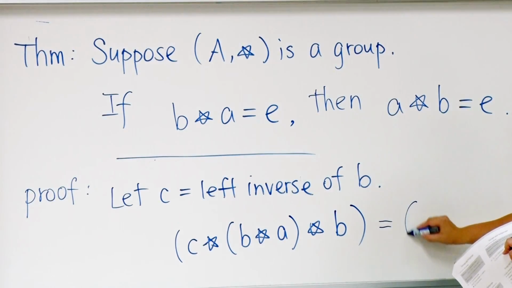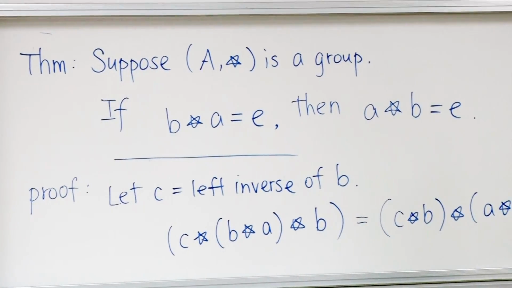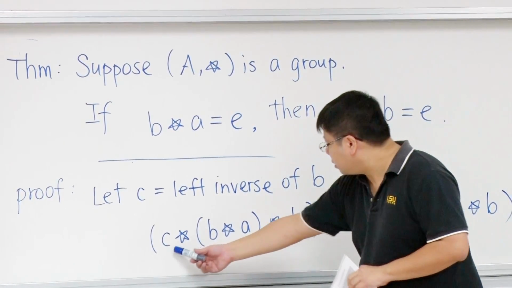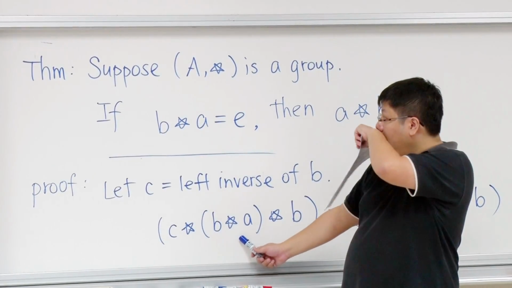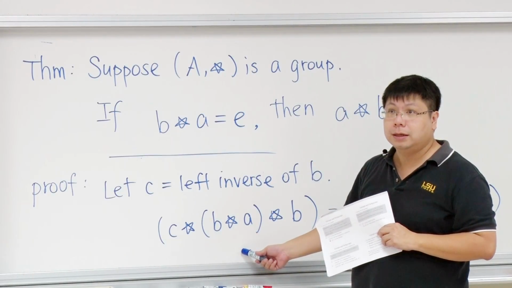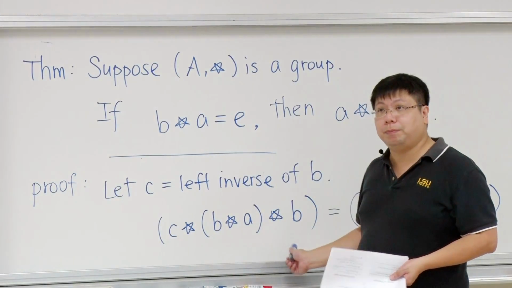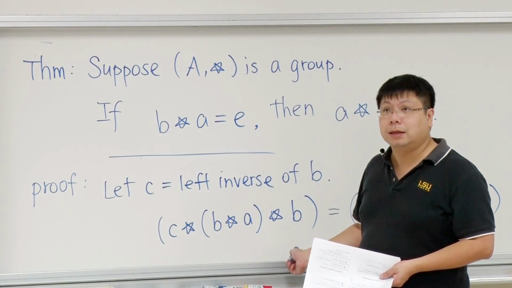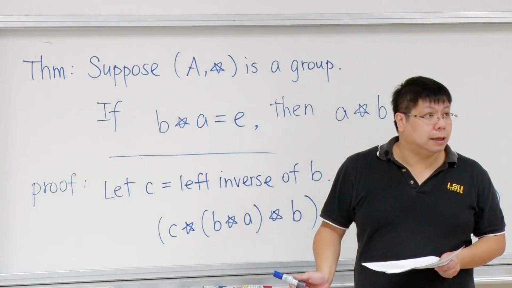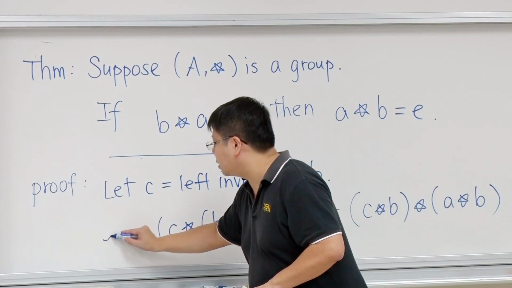We will see that this one is the same as C star B star A star B. Am I correct? Because we have the associative property. And then what is B star A? By our choice, B star A is equal to E. E multiplied by anything is that thing. So we get CEB, which is CB. What is C star B? C star B is E. Very good, because this is the definition of C.